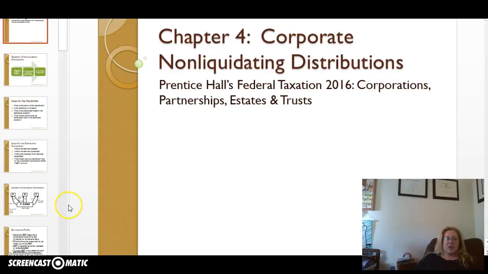And welcome to Module 5. In this module, we're going to conclude the coverage of corporate taxation, and we're going to take a look at non-liquidating and liquidating distributions, as well as S corporations.